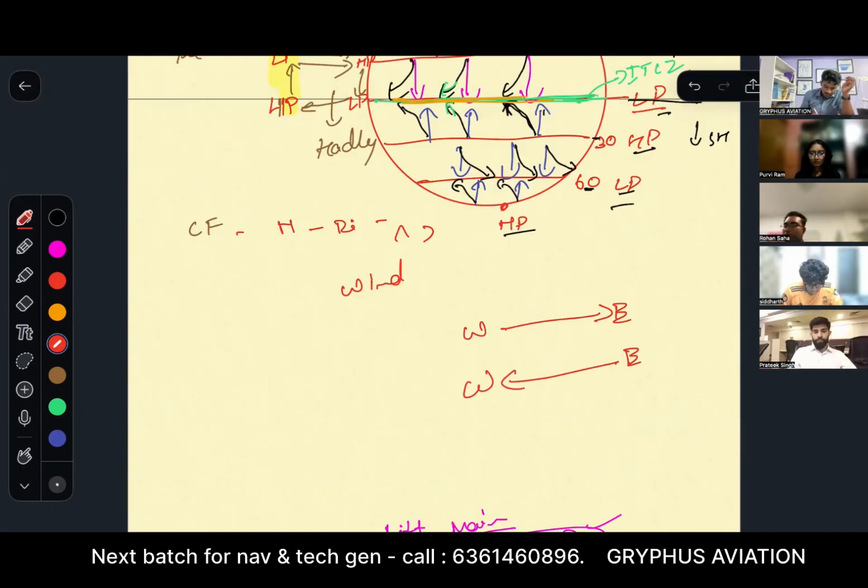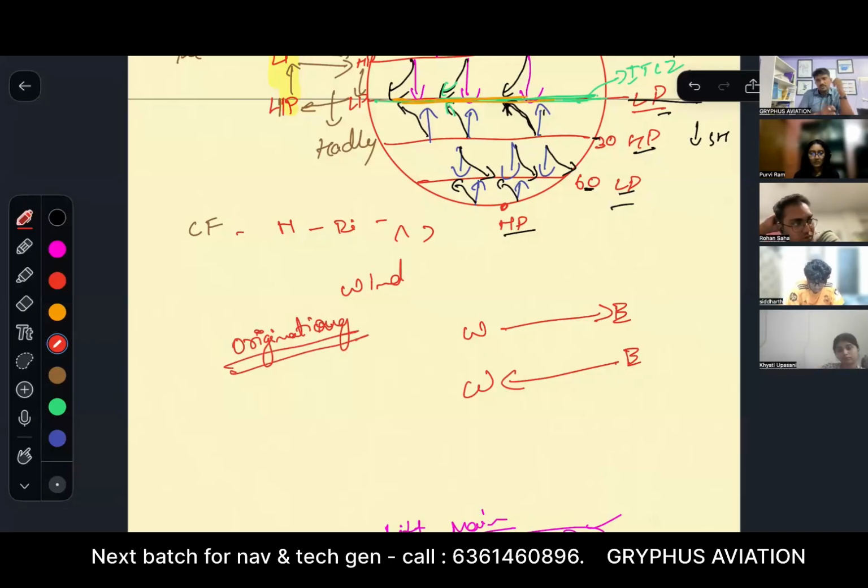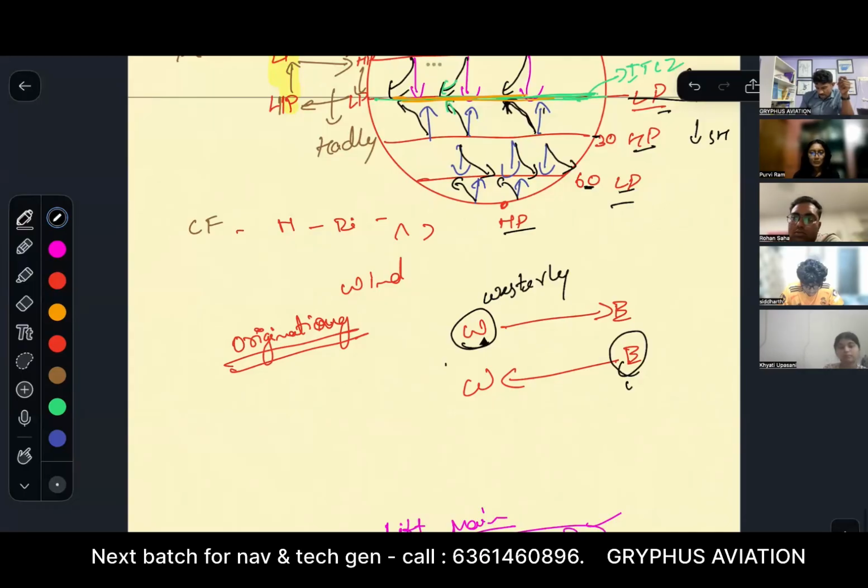See, wherever winds are originating, we will give the name of that wind with respect to that direction. For example, if the wind is starting from west, it is moving to east. The origination point is west. So that's why we call this westerly. But if the wind started from east, they are moving towards west, this is called easterly.